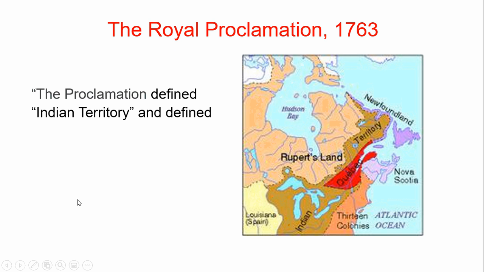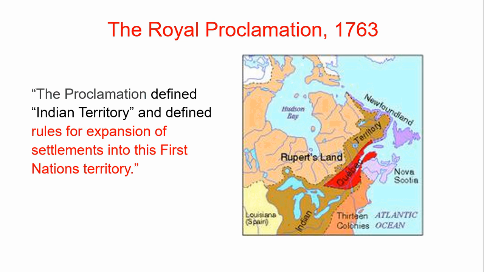So this royal proclamation clearly defined what is to be considered Indian territory. Today we would say First Nations territory, or we would say Indigenous territory or Aboriginal territory. But at the time they were using the word Indian to refer to Indigenous peoples. Okay, and so they defined what Indian territory was, and they also defined the rules for expanding European settlements into the territory that was inhabited by indigenous people.